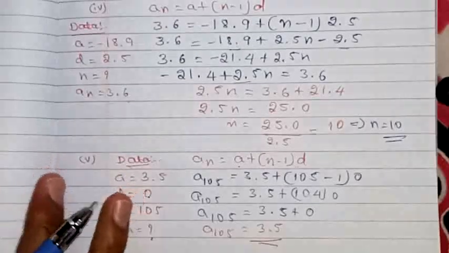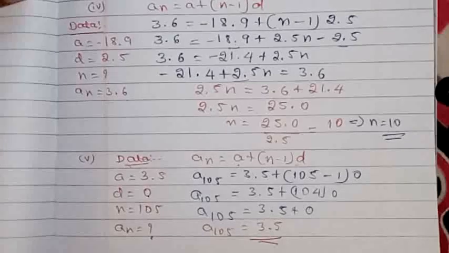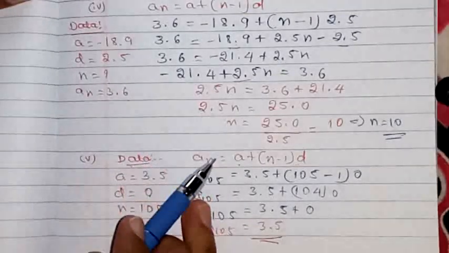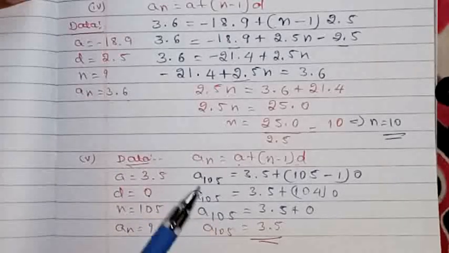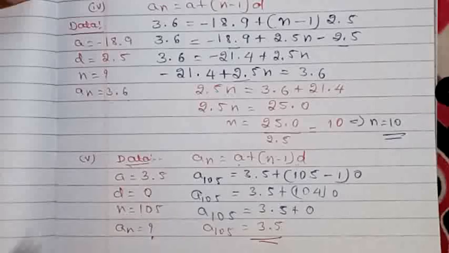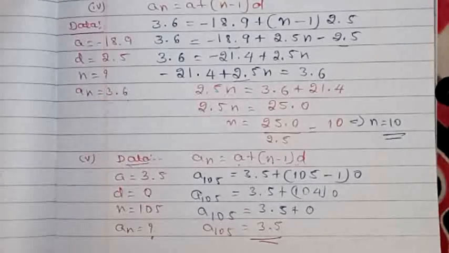It's a simple problem, children. So you need to understand the problem, and whatever they are asking, you need to find that by using the formula, right? So you need to write down the data, you need to apply the values to the formula, and you need to simplify it. And this is the third problem, fourth problem, and the fifth problem, children. And thank you.